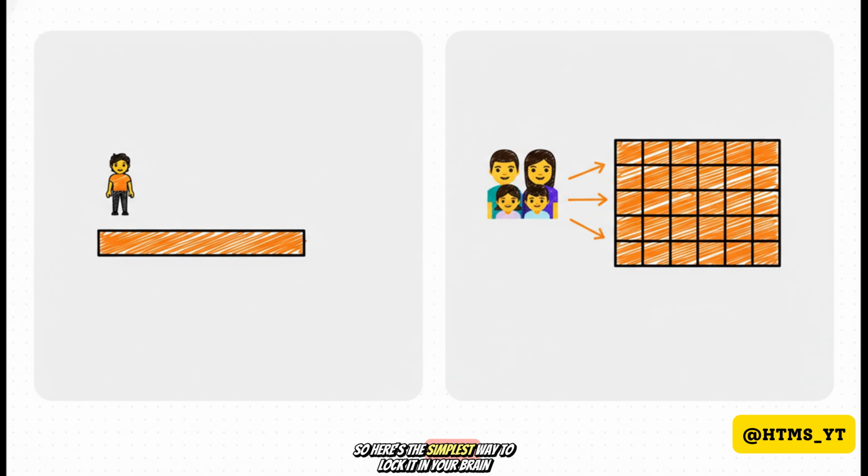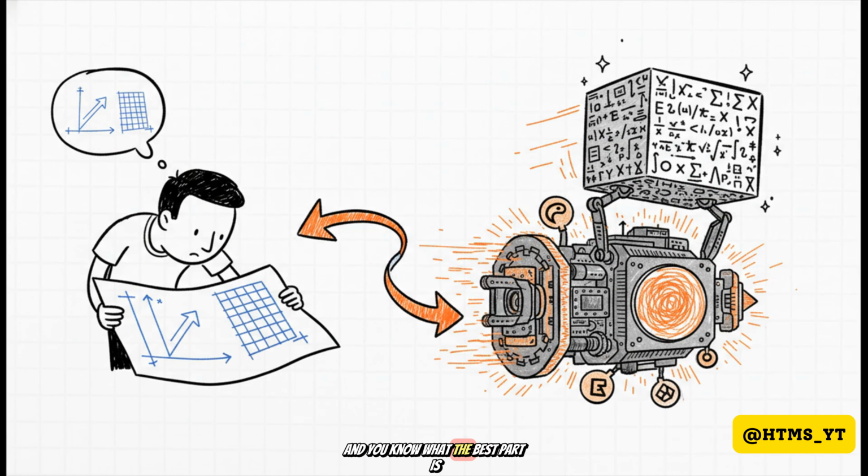So here's the simplest way to lock it in your brain. A vector, it describes one thing, one student, one house, one image. A matrix, it describes a whole collection of those things, the entire class, the whole neighborhood, a full album of photos. Simple as that.